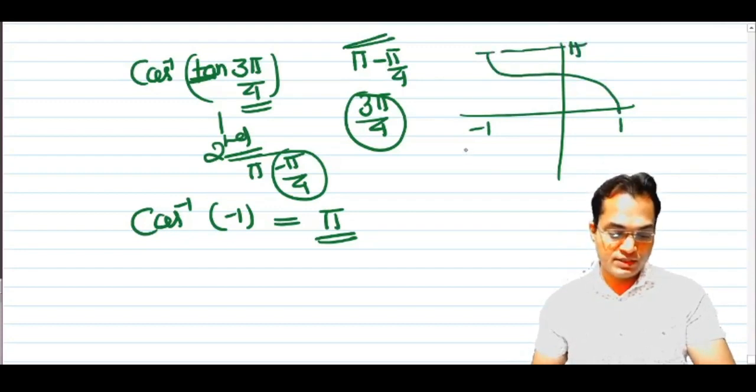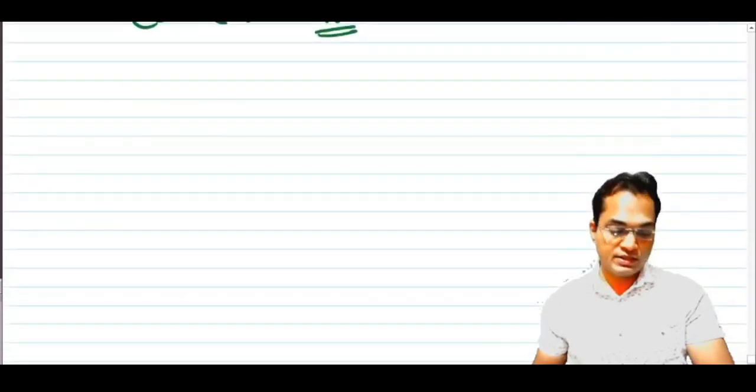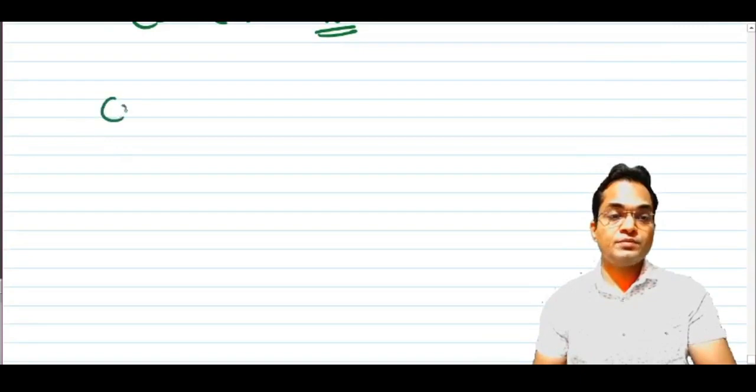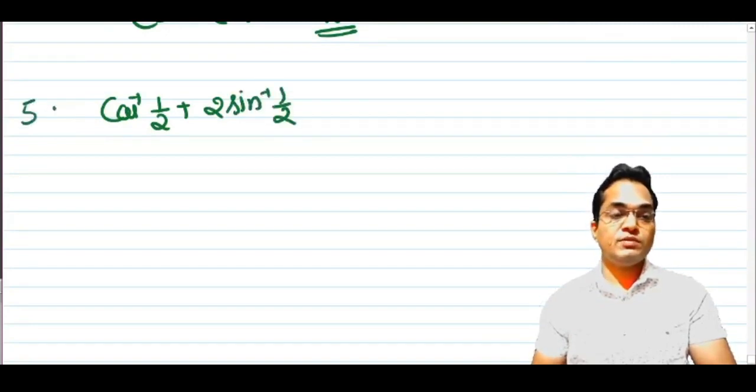Question number 4 हो गया. Now some questions for the principal values. Evaluate the following. Question number 5. क्वेश्चन नंबर 5 की कुछ पार्ट्स हैं वो डील कर लेते हैं. फर्स्ट है cos इनवर्स हाफ प्लस 2 sin इनवर्स हाफ. इजी क्वेश्चन हो गया. दिस इज द फर्स्ट पार्ट ऑफ क्वेश्चन नंबर 5.